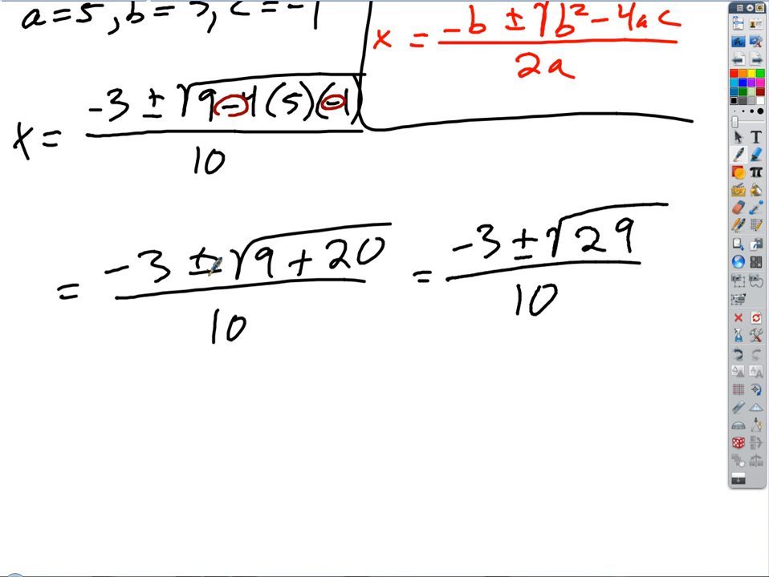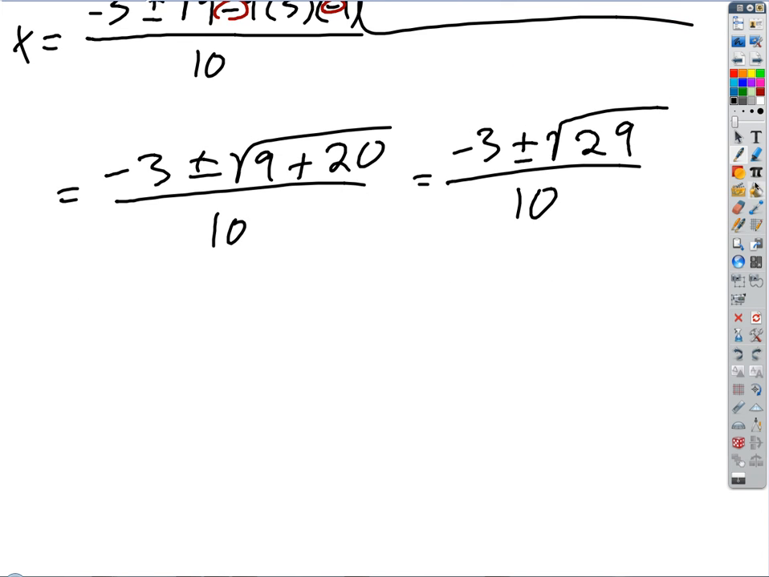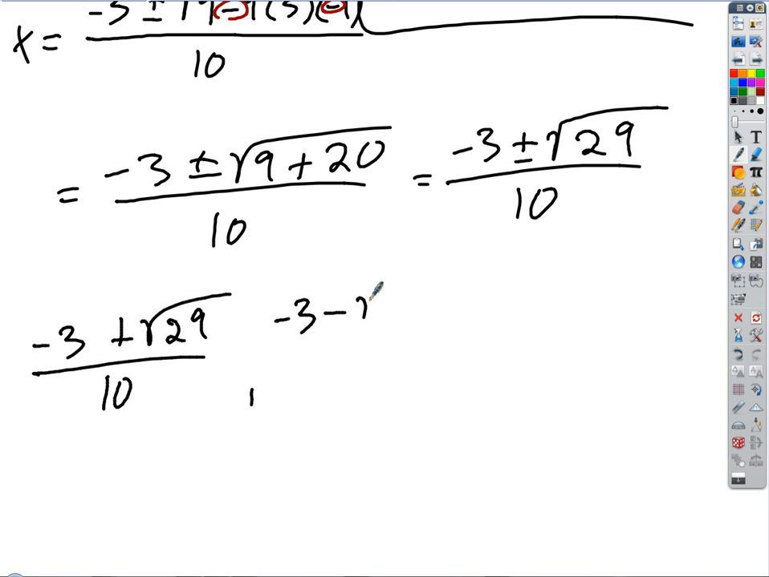So if we use the plus sign, we very simply get the solution, negative 3 plus the square root of 29 over 10, comma. If we use the negative sign, we get negative 3 minus the square root of 29 all over 10. Those are exact solutions. Completely exact. We used square roots. But if decimal answers are okay, here's what you can do.